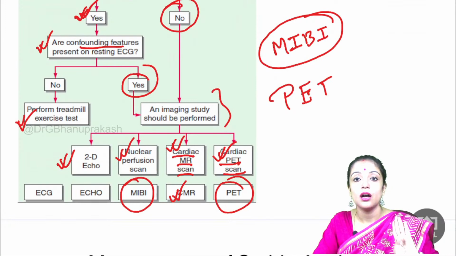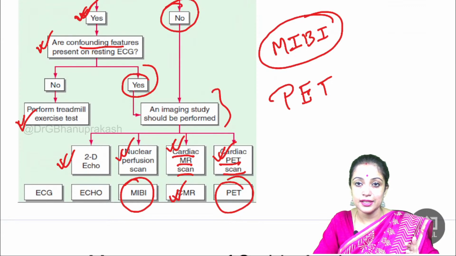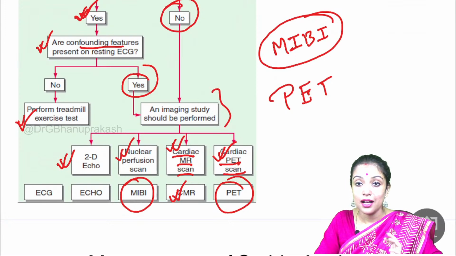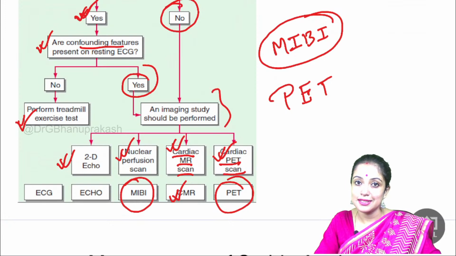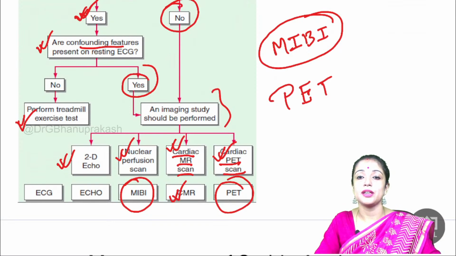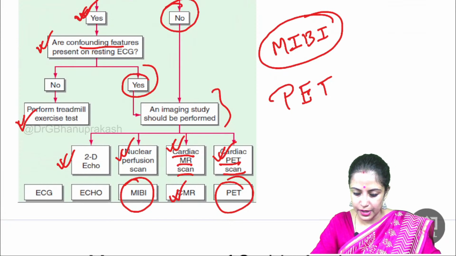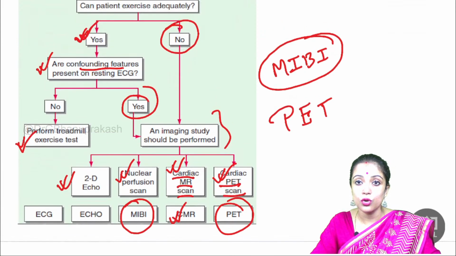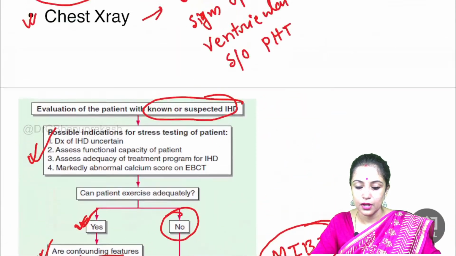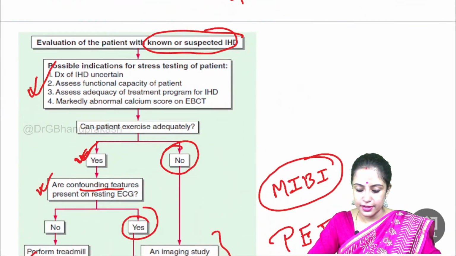So these are the imaging. Two-dimensional echo can be done. Nuclear perfusion imaging can be done. Then cardiac MR scan can be done, and cardiac PET scan. These are the scans that can be done in a patient of suspected ischemic heart disease when the diagnosis is uncertain. So this is basically the protocol for evaluating a patient with ischemic heart disease.